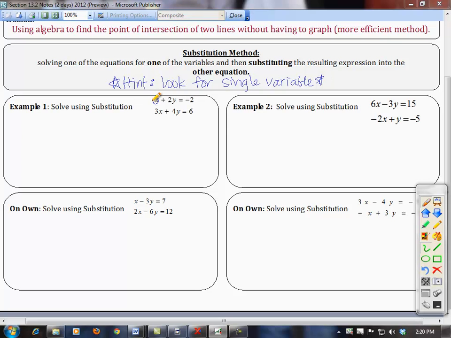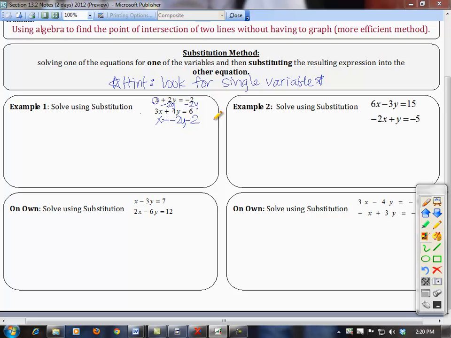I'm going to circle the x because that's the single variable. In order to get x by itself, I need to get rid of the addition of 2y. So to get rid of addition, we subtract 2y. And I end up getting then that x is negative 2y minus 2. And you'll notice that I'm going to put my variable first, just because I'm good with mx plus b, so I'm going to kind of stay in that general look of our equation.